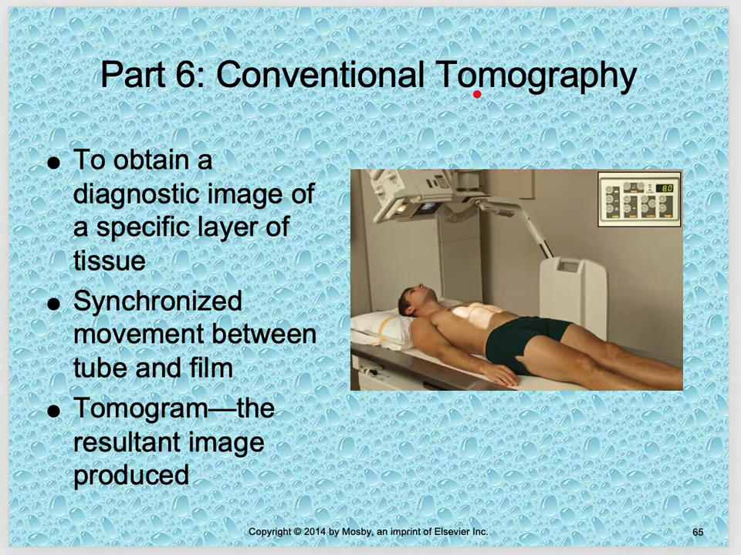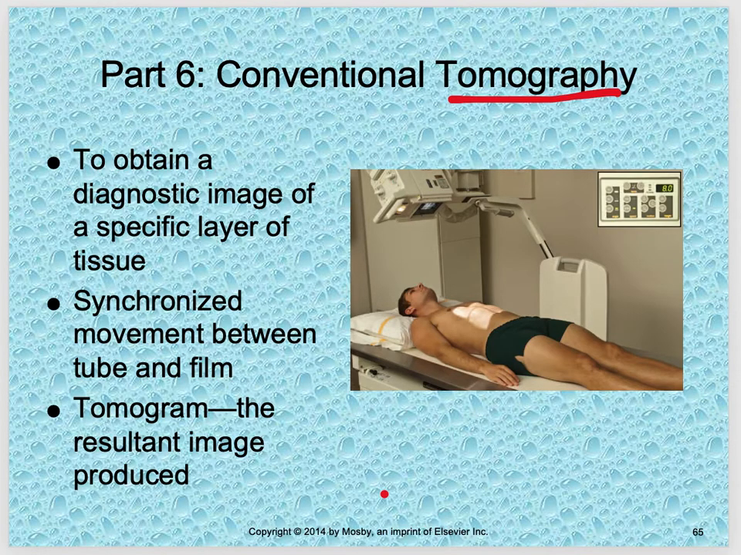So conventional tomography, review this tomography in the chapter where we talked about the kidneys, because it explains tomography a little bit better. Make sure that you review the words associated with tomography to understand them. So tomography is to obtain a diagnostic image of a specific layer of tissue. And if you remember the tomography we were talking about, it does a slice and then another slice and then another slice, and that's why the kidney looks a little bit blurred, but it's imaging slices within the anatomy.